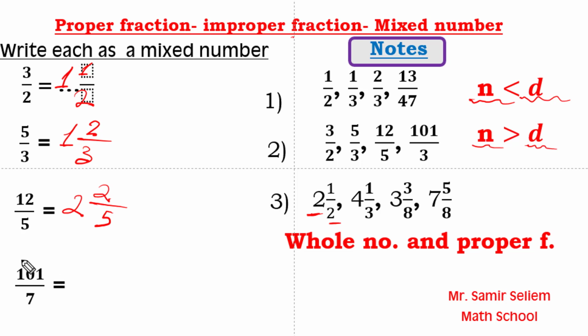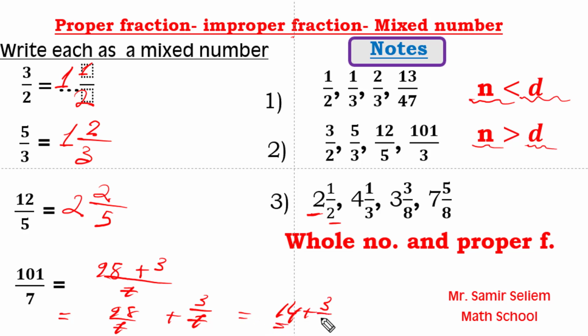101 divided by 7, it's a large number. How can we write it as a mixed number? We can write it as a mixed number in two ways. The first way, we will write 101 as 98 plus 3 over 7 and use division. We will write it as 98 divided by 7 plus 3 over 7. 98 divided by 7 equals what? Equals 14. And plus 3 over 7, we can write it as 14 and 3 over 7.